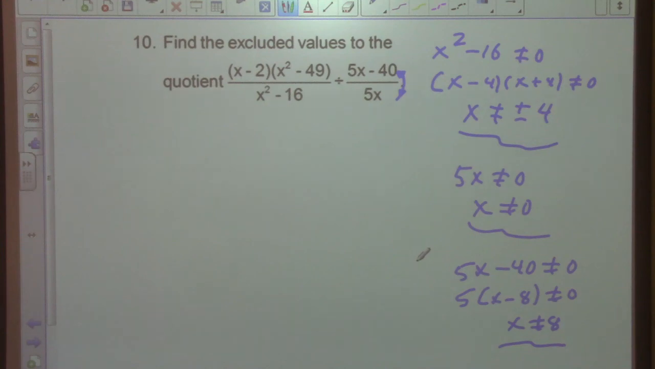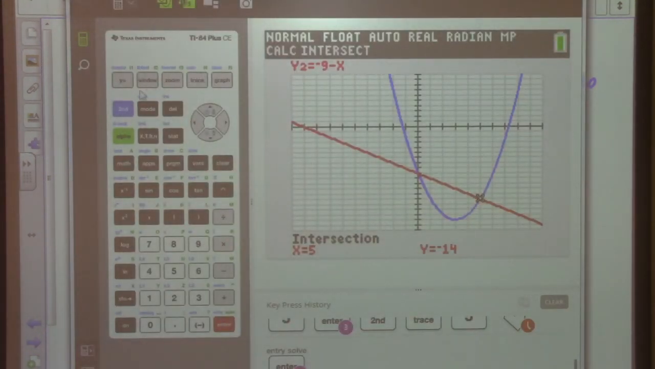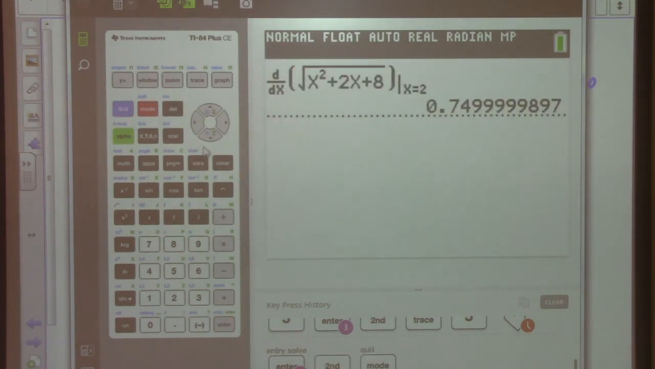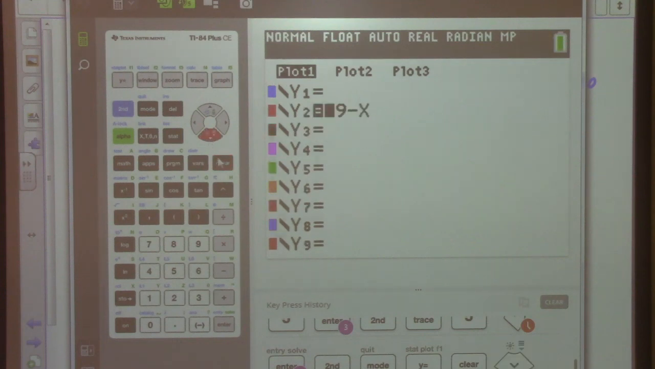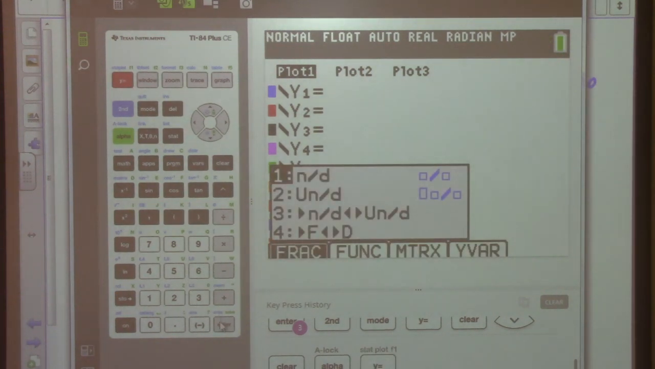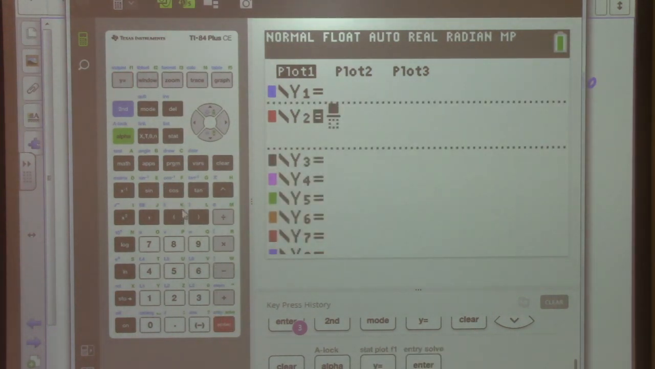And I want to share with you something that a student in 7th period had, a really good way of checking this on a calculator. I'll show you in the calculator here. Can somebody tell me what that first fraction is? Because I have a hard time remembering. What is it going to be?